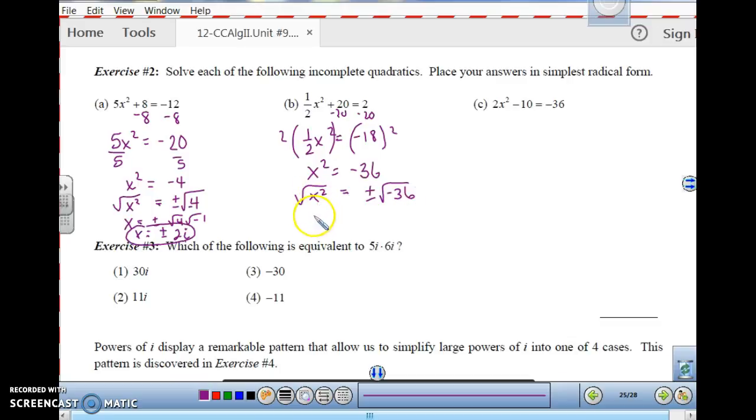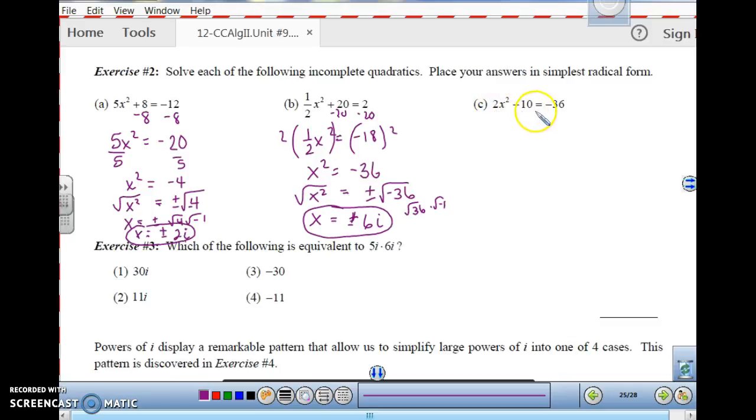All right, so the square root of x squared is just x. The square root of negative 36, well, we know it's going to be 36 times negative 1. Square root of 36 is 6. The square root of negative 1 is i, so it's plus or minus 6i. Don't forget the plus or minus, because we took the square root.